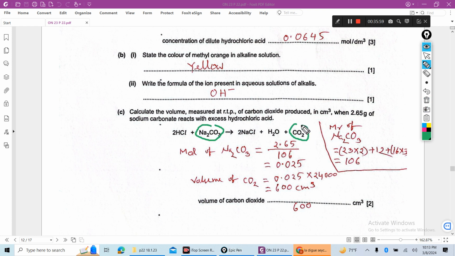And you see moles of sodium carbonate and moles of carbon dioxide are equal, 1:1. So moles of carbon dioxide will be the same, 0.025 mole. Now volume of carbon dioxide is number of moles times molar volume. Molar volume is 24,000 cm³ or 24 dm³. But here the question asks for the volume in cm³. That's why volume of carbon dioxide is number of moles times molar volume, you get 600 cm³. This is the answer.